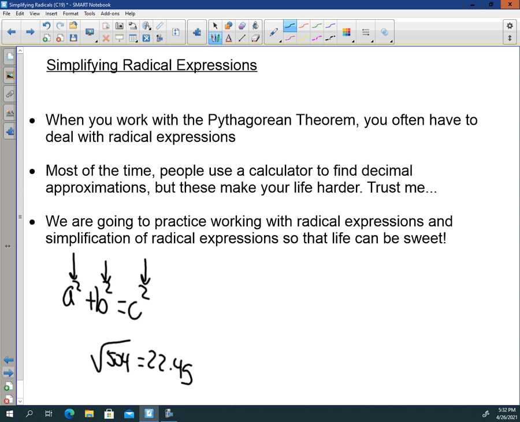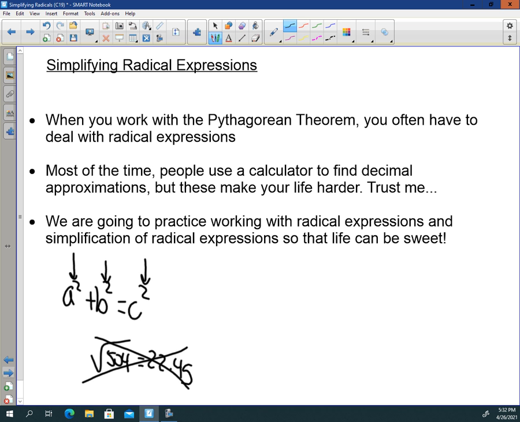But these are not a really great way to deal with geometry. They actually make your life a little bit harder, and you're going to have to trust me on this. What we're going to do today is practice working with radical expressions and simplification of radical expressions so you can have a happier life. You'll actually be applying this to pretty specific right triangles, and it's going to make your work with these right triangles so much easier.